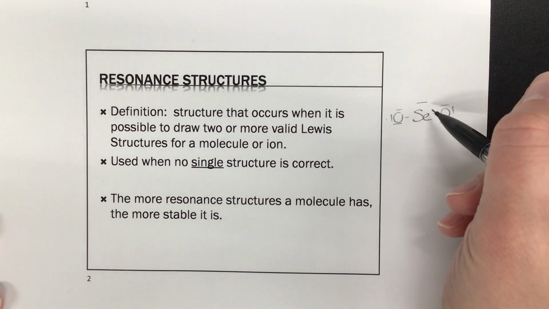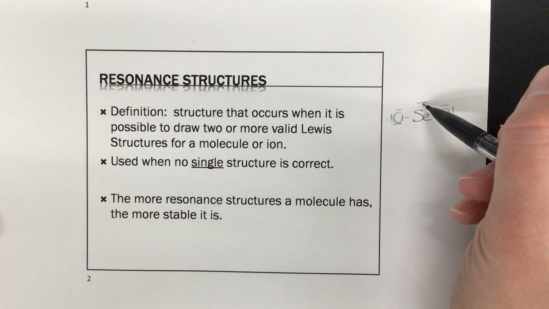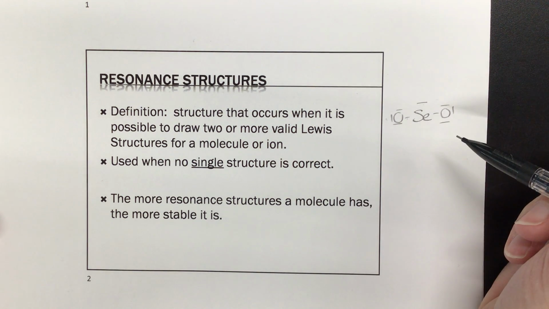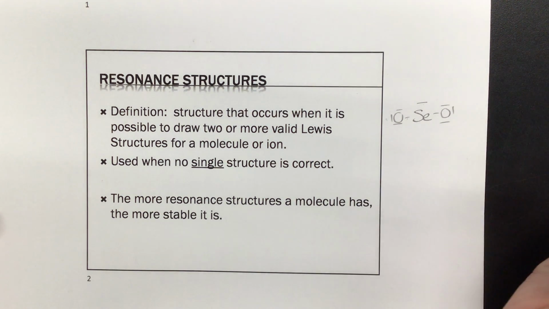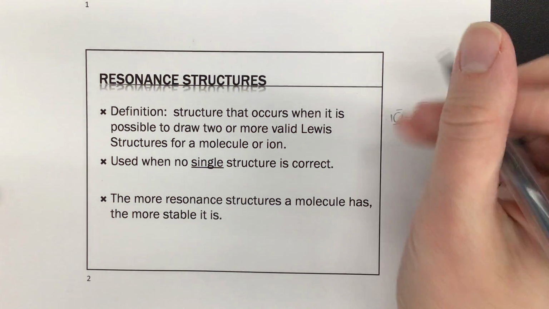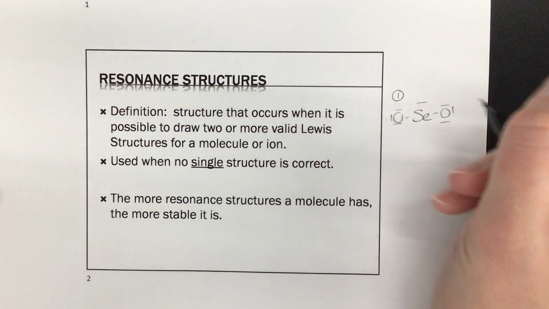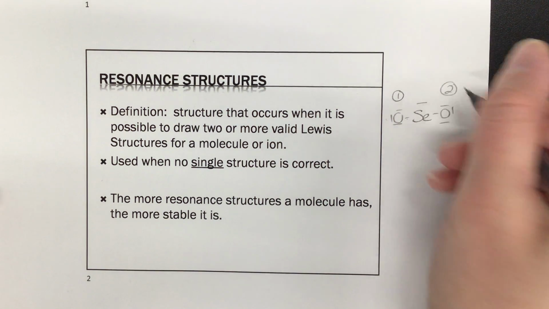Now you're going to notice the selenium has 1, 2, 3 pairs of electrons and it needs 4. So I'm going to take a pair of electrons from an oxygen and move it into the middle. Now the question is, since I only need 1 pair, does it matter what side it comes from? Well, the answer before was no, not really, but the answer now is yeah, kind of. So I'm going to number my oxygen: oxygen number 1 on the left and oxygen number 2 on the right.